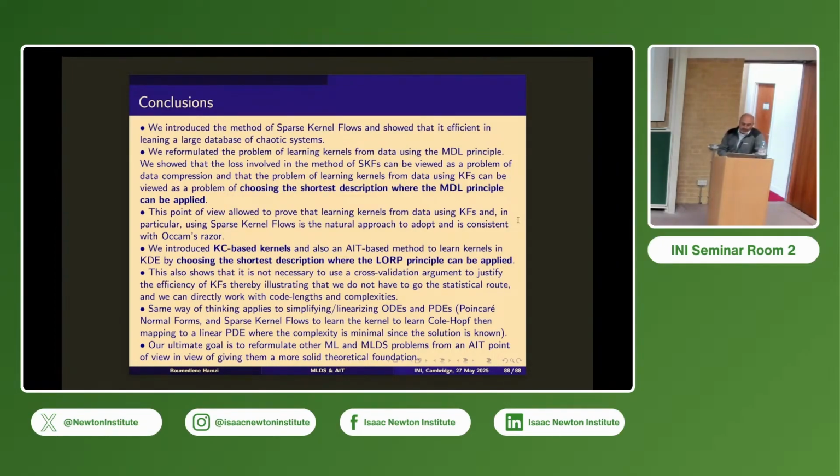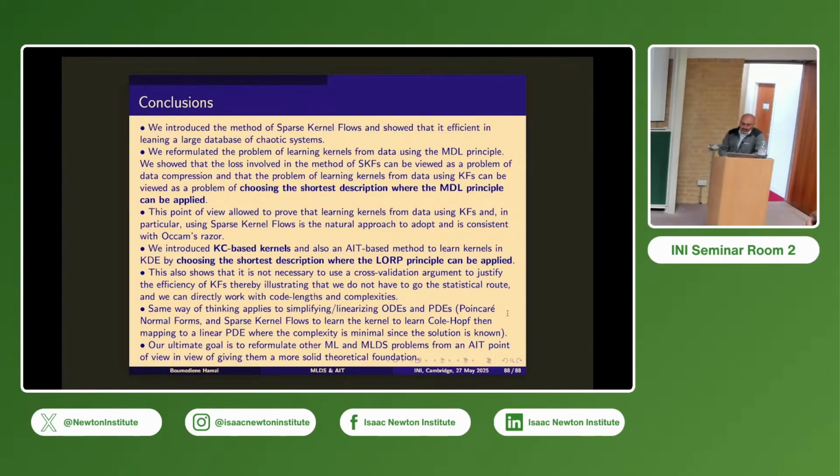We also introduced kernel complexity-based kernels, and we showed that AIT perspectives can be used to learn kernels in kernel density estimation by choosing the shortest description where the loss rank principle can be applied. So this also showed, as we said, that it is not necessary to use cross-validation arguments to justify the efficiency of learning kernels from data. It's not necessary to use the statistical route to argue for machine learning methods, and we can work directly with kernel complexity.